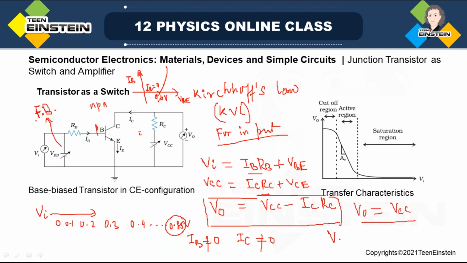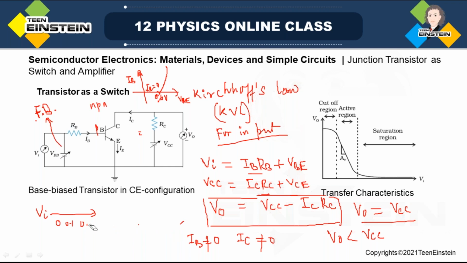Therefore, look at the output voltage here, because RC is anyway some kilo ohm resistance, and if IC has some value of current, then you look, the output is actually becoming less than VCC. That means the output is decreasing, right? Okay, now let me increase the input voltage further.